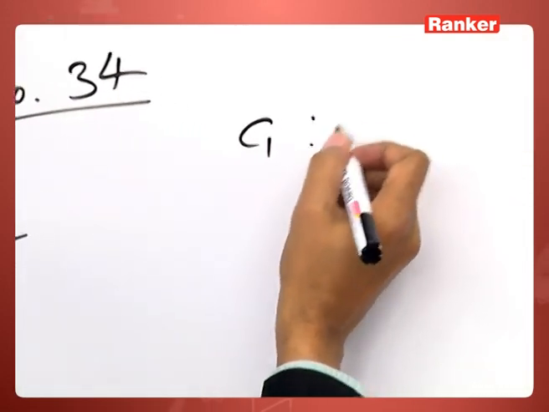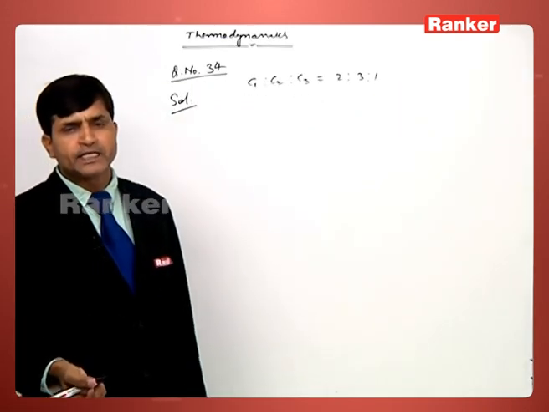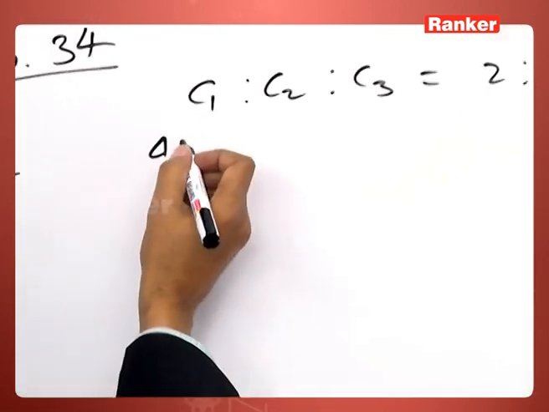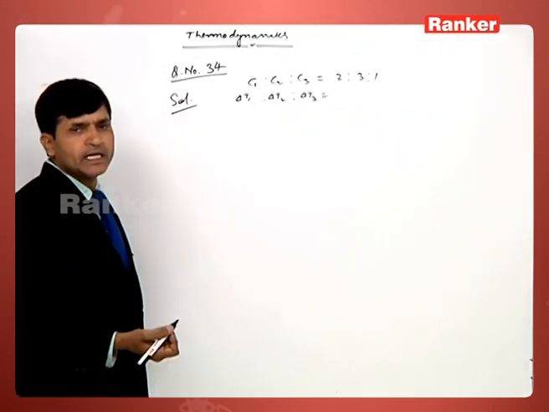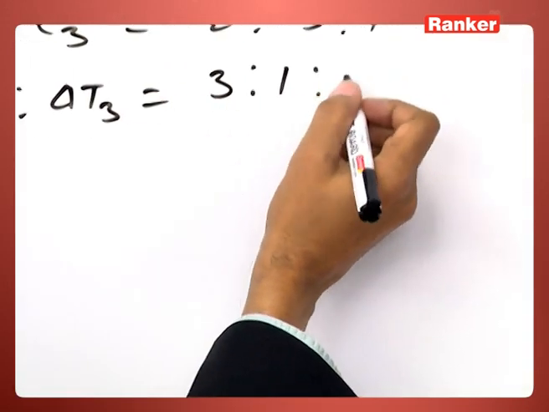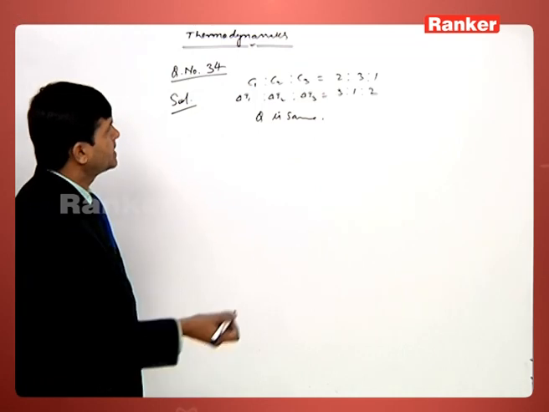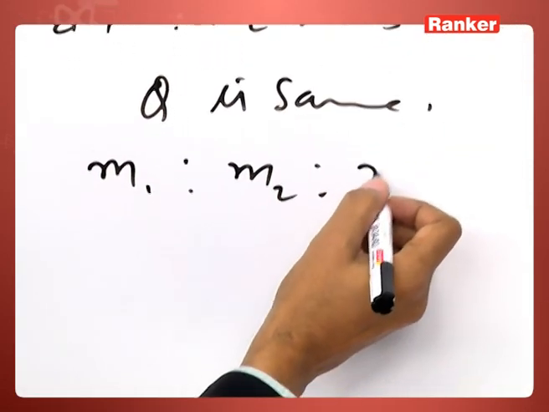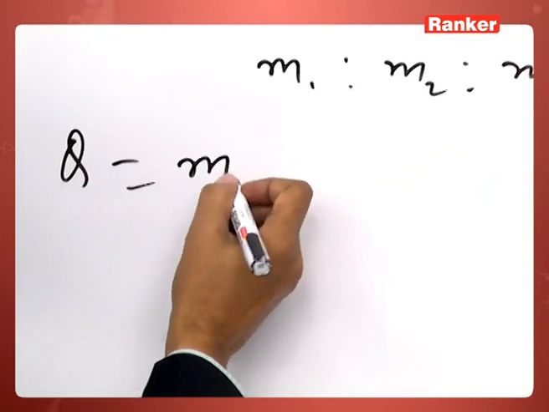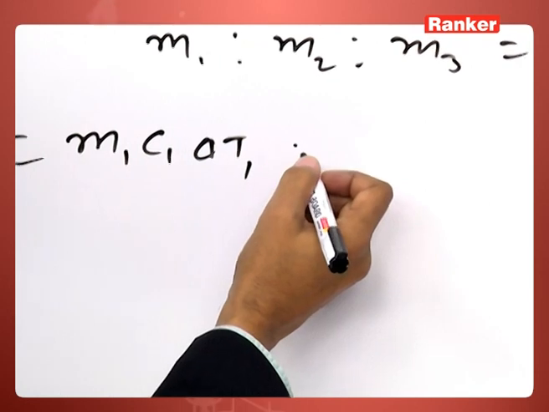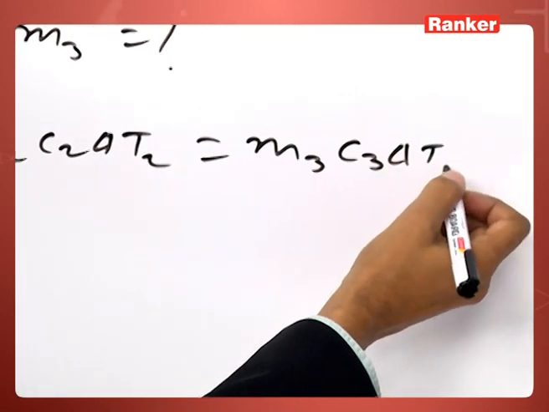The first thing, the relation between their specific heat is given as 2:3:1. Let C1:C2:C3 be 2:3:1, and their change in temperature delta T1, delta T2, delta T3 is given as 3:1:2. Now the same heat Q is given, so we have to find the ratio of M1, M2, M3. So Q is equal to M1 C1 delta T1, which is also equal to M2 C2 delta T2, equal to M3 C3 delta T3.